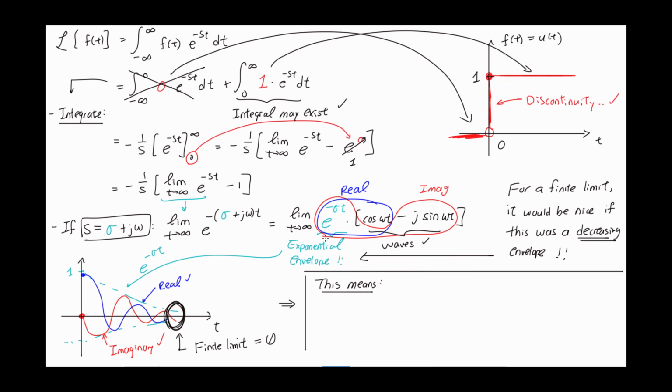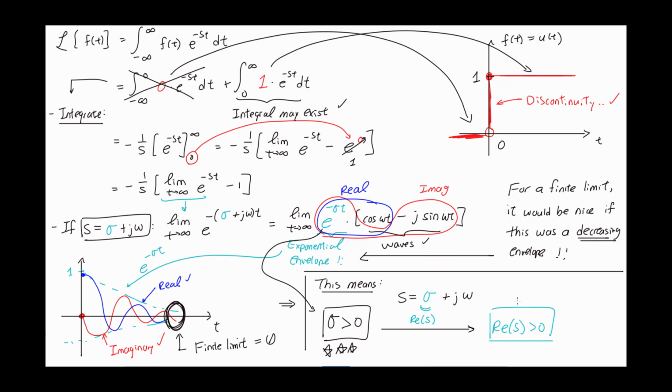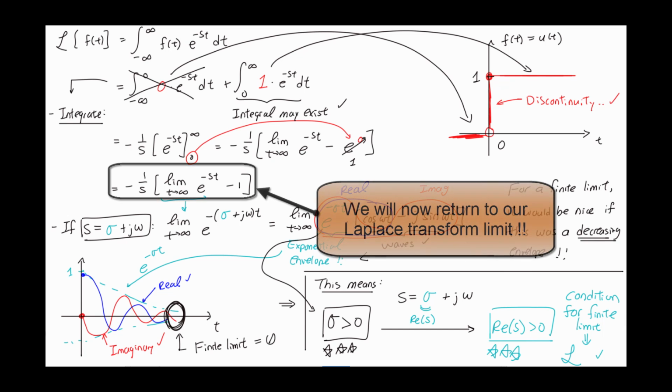So what it really means is the following. To have a finite limit, this exponential term must have sigma as a positive number. Now furthermore, if s was sigma plus j omega, we know that sigma is just the real part of s, right? So we can rewrite that relationship as real of s is greater than 0. This is uber important. So this is the condition for a finite limit and the existence of the Laplace transform right there.